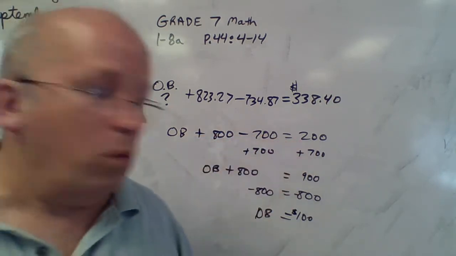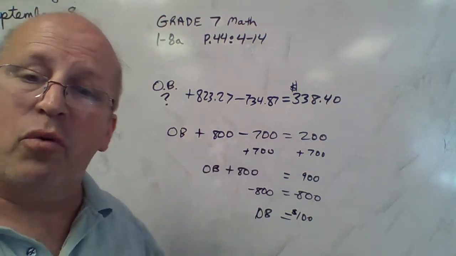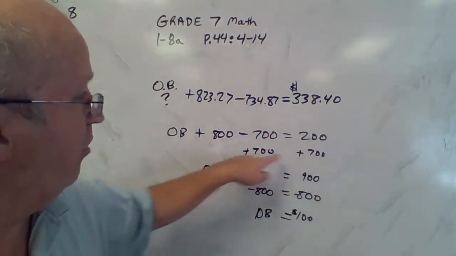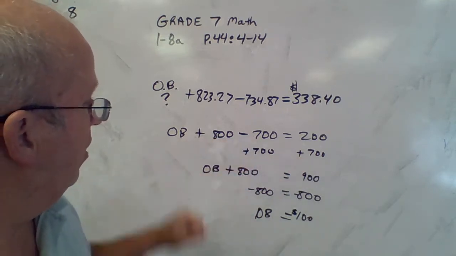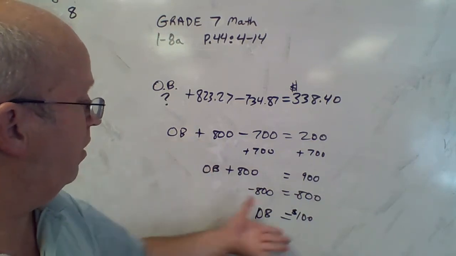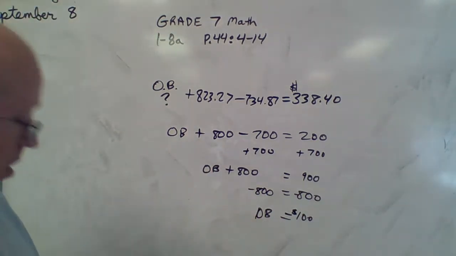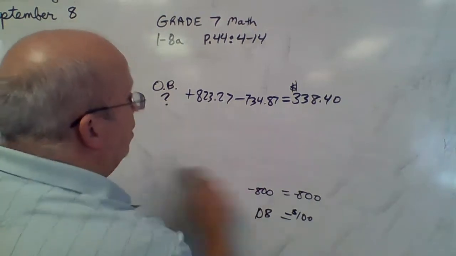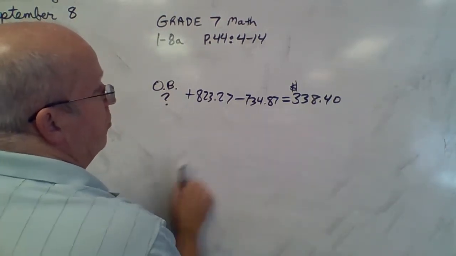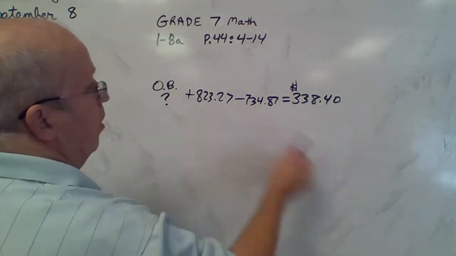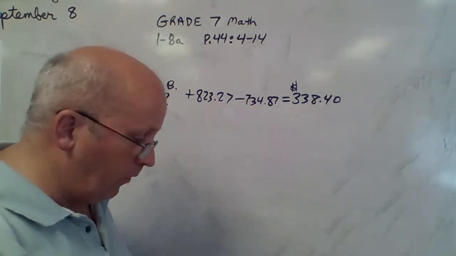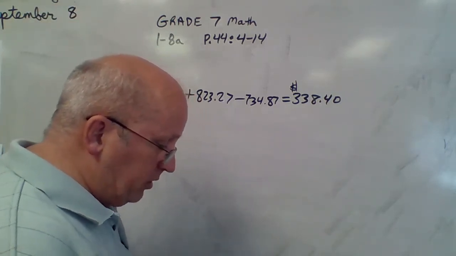So we worked backwards doing opposite operations here. First, we added 700 to both sides because of that. Then we subtracted 800 from both sides because of that right there. And we got our opening balance. You're going to do the same thing with this problem. Add this amount to both sides first, then subtract this amount from both sides next, and you should get an answer. Let's go on to number 6.